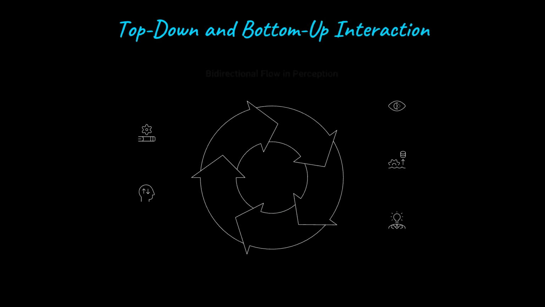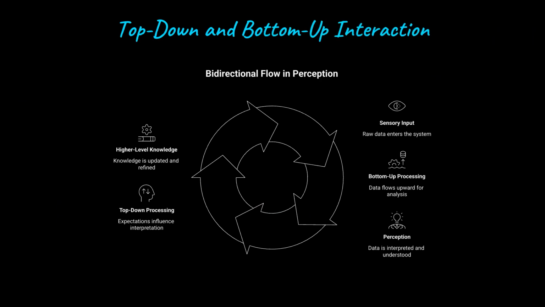Cortical feedback connections allow higher-level brain regions to send predictions down to lower sensory areas. When predictions match incoming signals, recognition is fast. When they mismatch, the discrepancy triggers further processing and updates the prediction.